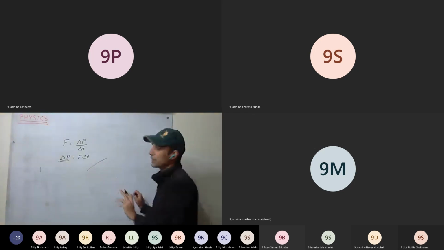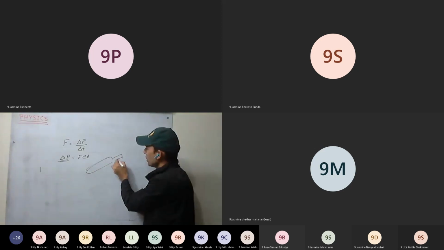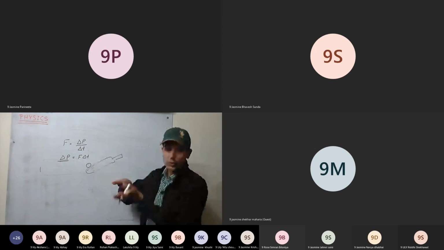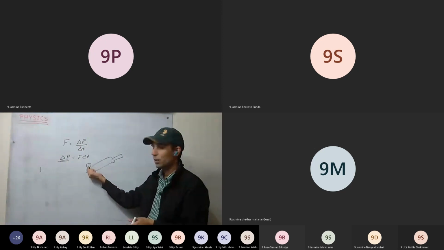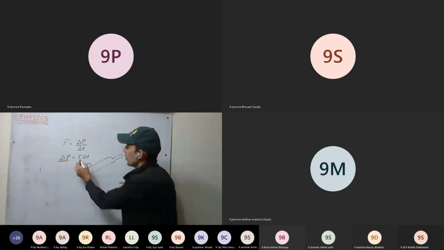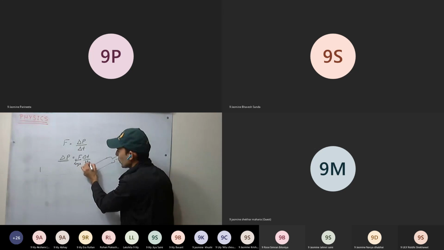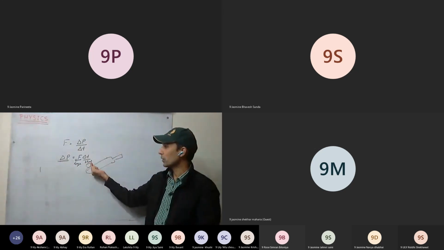Sorry. So now, for example, you have a cricket bat, and you hit a ball. See here, the force applied on the ball is huge. And for how many duration? Very short duration. So the force applied is huge and for a very short duration.